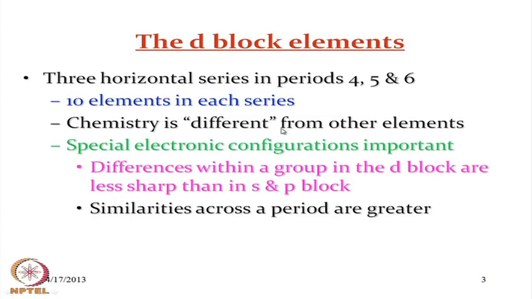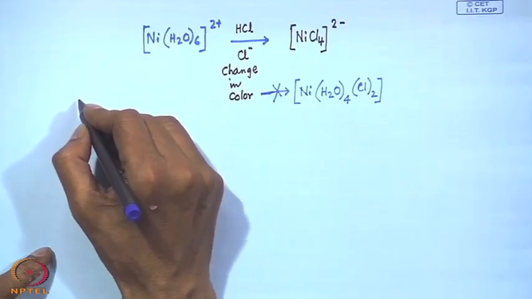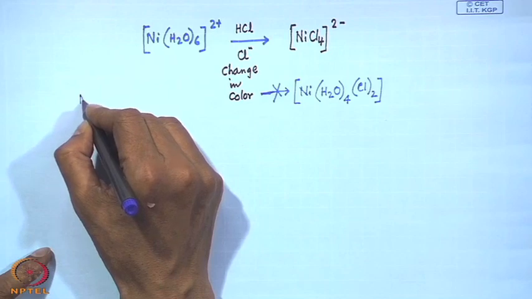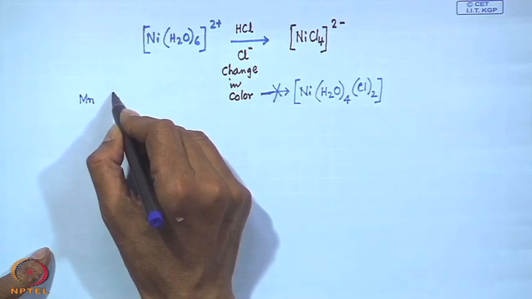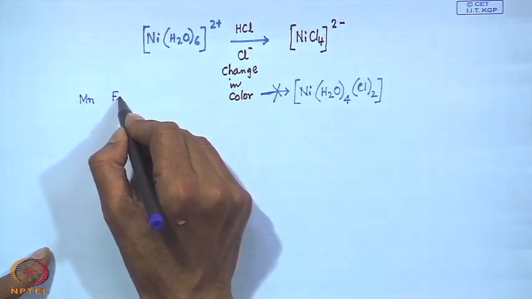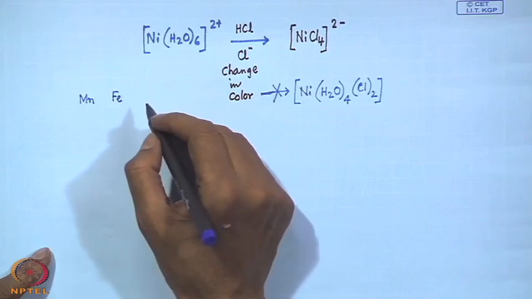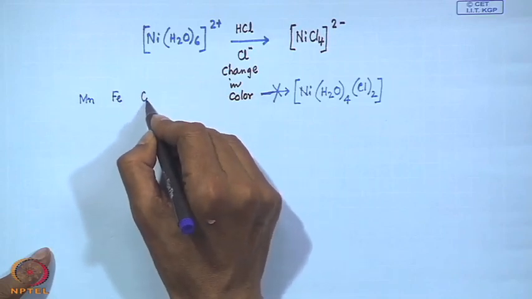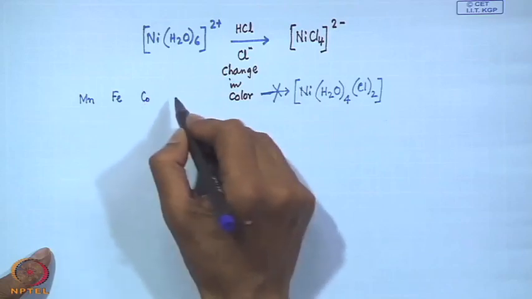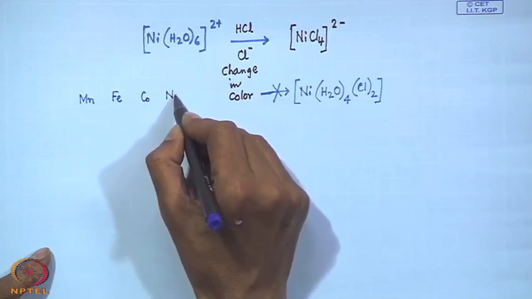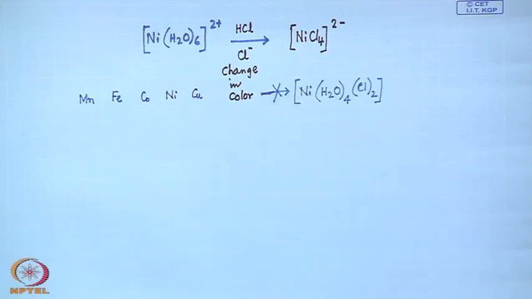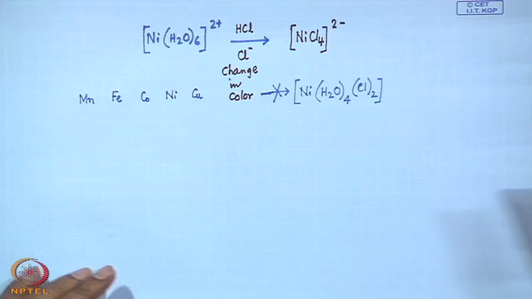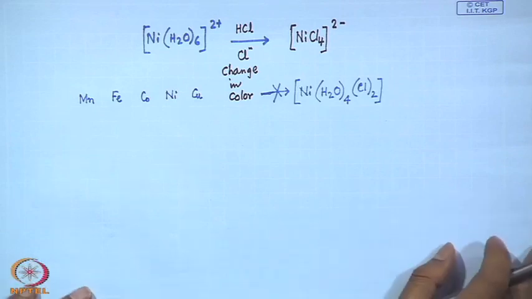So, that is very important to know, that whenever we talk about their chemistry, that means when we consider the chemistry of manganese, if we consider the adjacent element as iron, then the next adjacent is cobalt. So, manganese, iron, cobalt, nickel and copper. So, what we can see is that their chemistry is completely different.